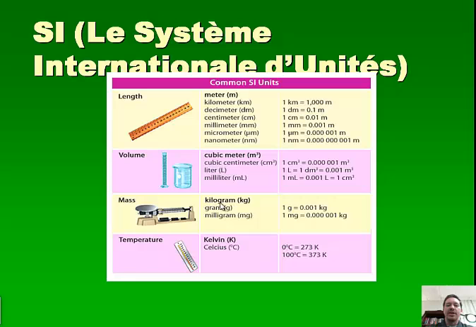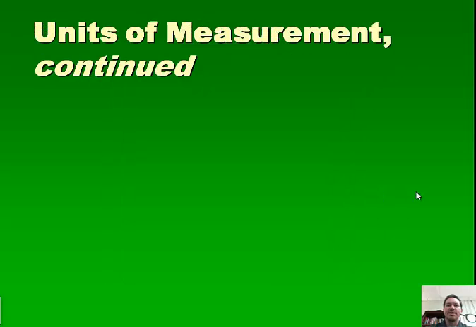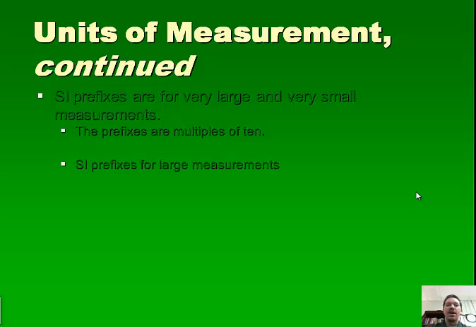Mass is measured in kilogram. If we have a smaller sample of substance, we use gram, or even smaller is milligram. For temperature, we can use either Kelvin or Celsius. I know we're used to Fahrenheit in the US, and Celsius gets used more than Kelvin does, so we'll probably stick with Celsius. SI prefixes are used for very large and very small measurements. We saw these on the previous slides already, like milli, centi, kilo. And we use these in multiples of 10.